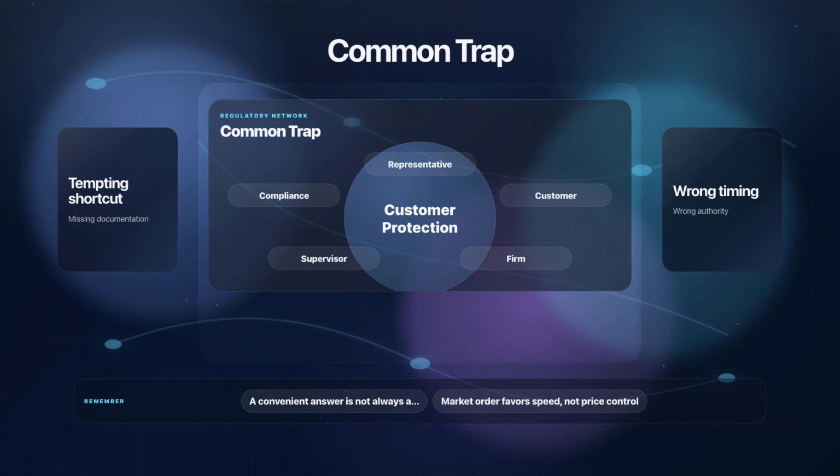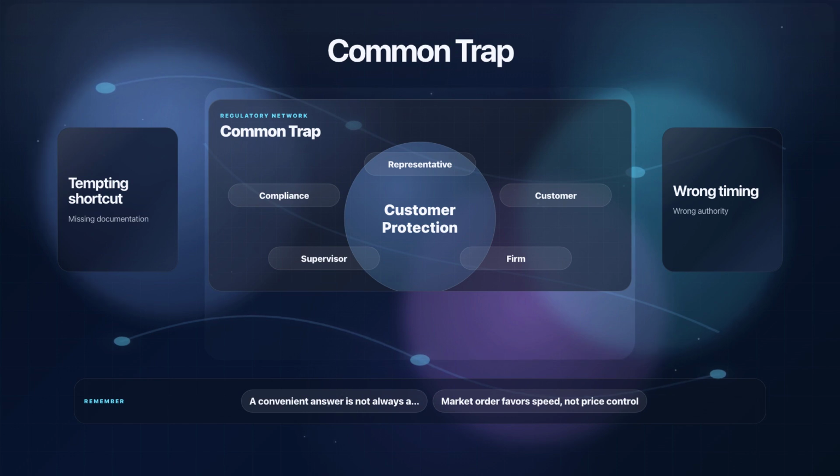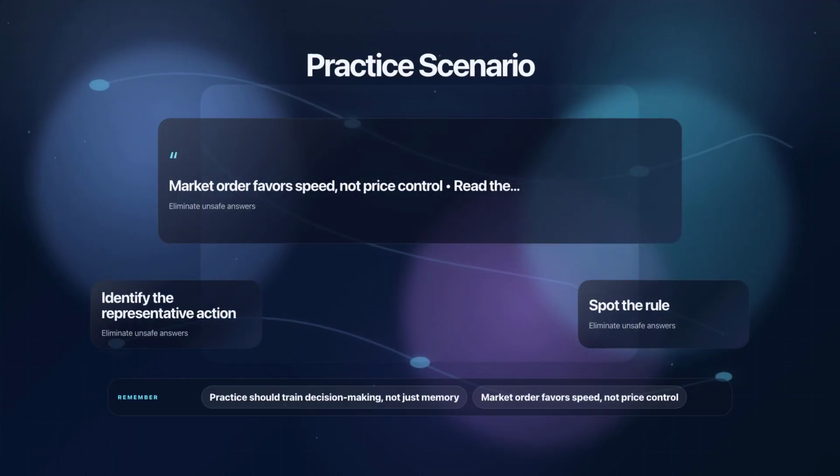Here is the common trap. Do not say a market order guarantees a specific price. The SIE often gives answer choices that sound helpful, fast, or business-friendly. But securities rules prioritize authorization, disclosure, record-keeping, suitability, supervision, and market integrity. If an answer bypasses those safeguards, be suspicious.